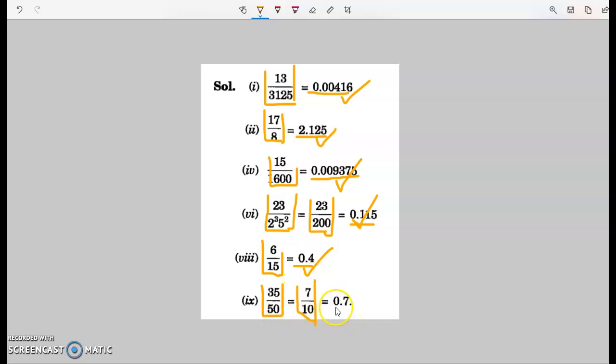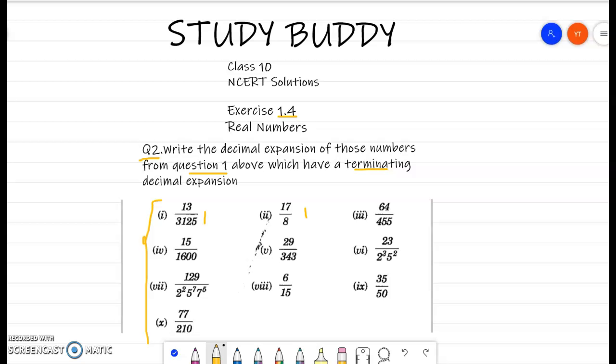So, we have got the first one, second one, fourth one, and sixth one, with 8th and 9th are having the terminating decimal expansions from the previous question. So we have finished solving the problem.